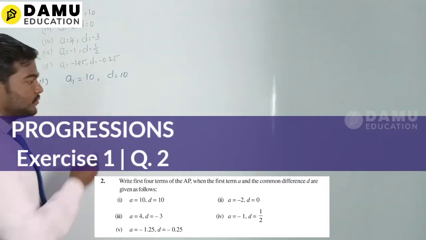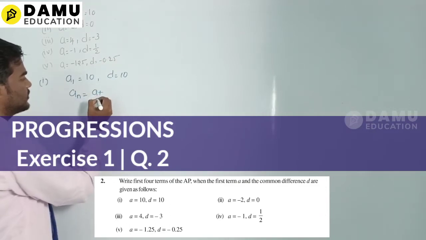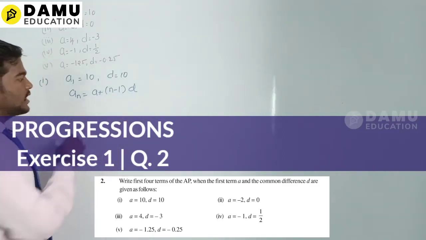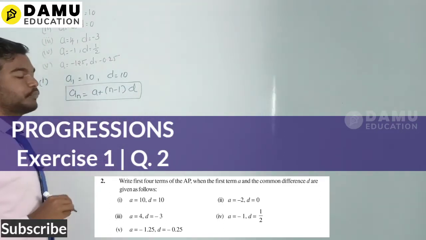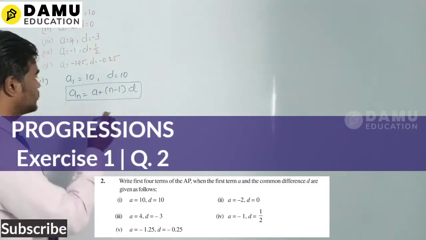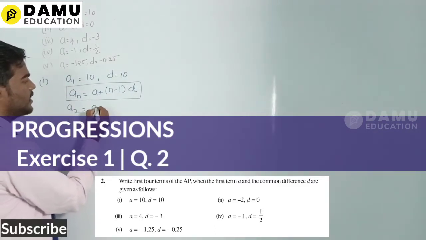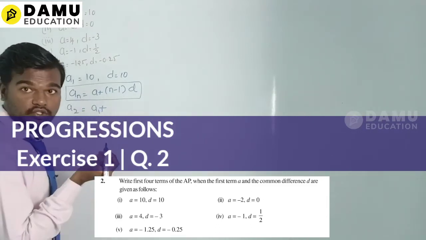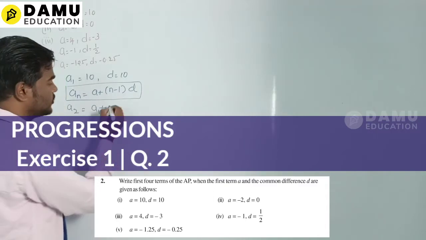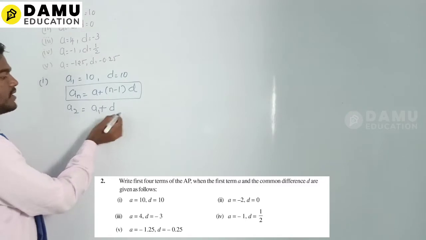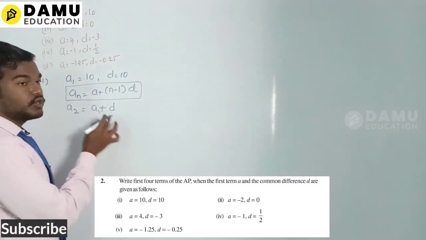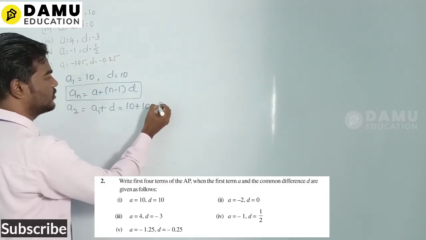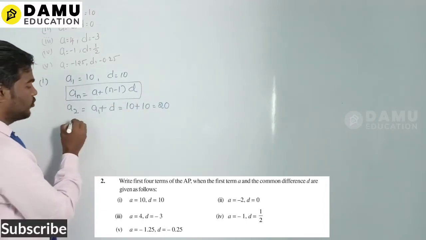So what is the nth term? The nth term will be equal to a plus n minus 1 into d. This is the nth term, the last term formula, but we don't require that one here. So a2 will be equal to a1 plus d, since 2 minus 1 is 1. We know a1 is 10 and the common difference is 10, so a2 is 20.